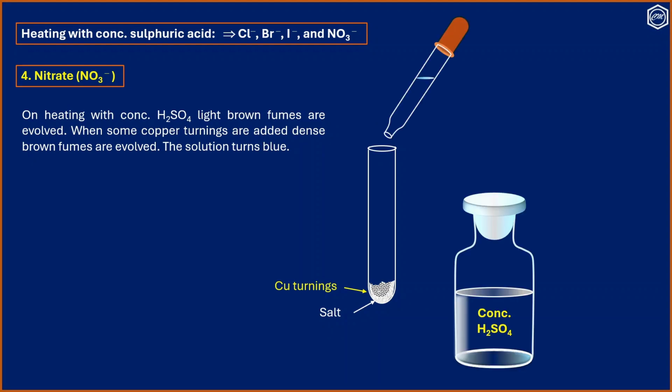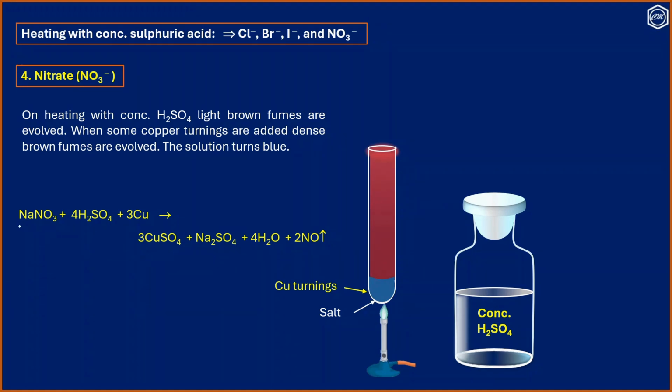To that we are adding concentrated sulfuric acid. After the addition of concentrated sulfuric acid, we heat the solution. And the reddish brown vapors are coming out. The color of the solution turns blue.